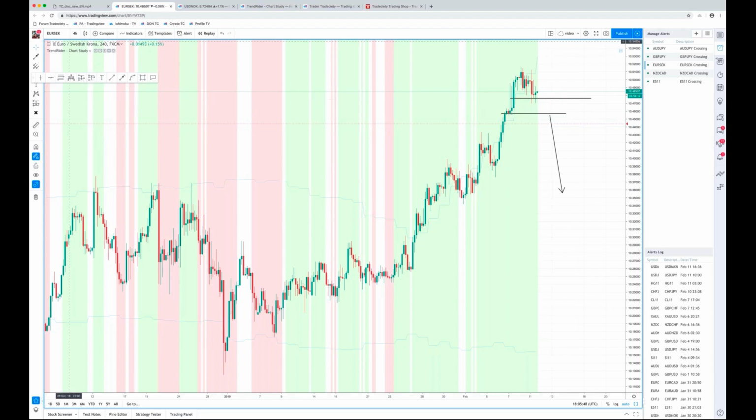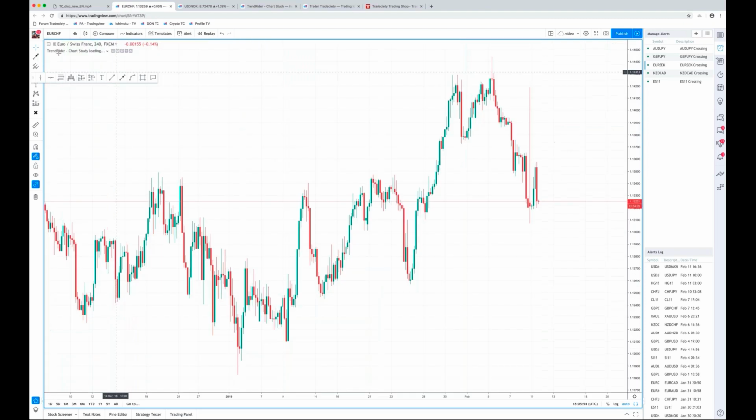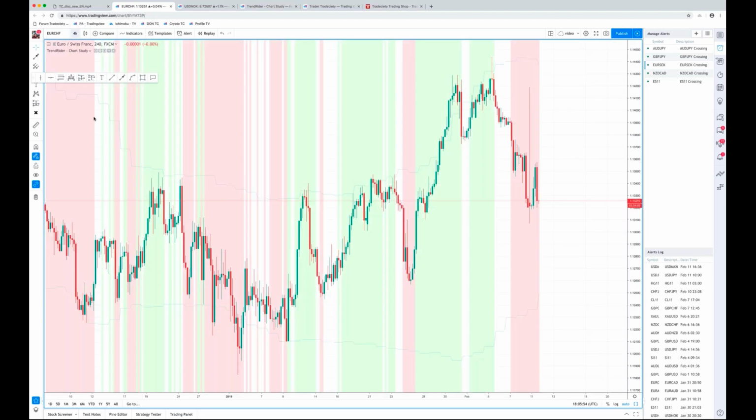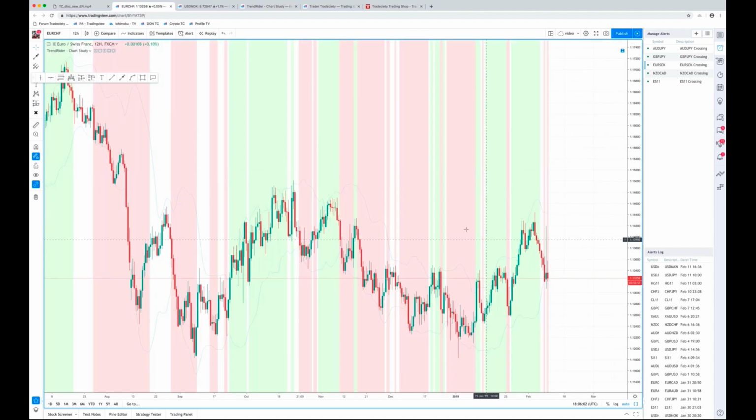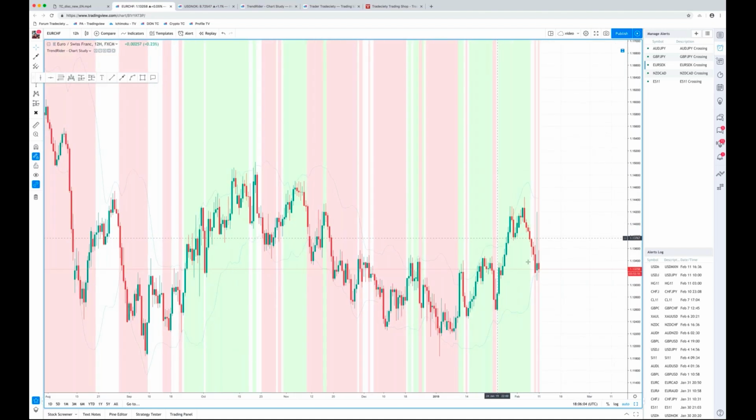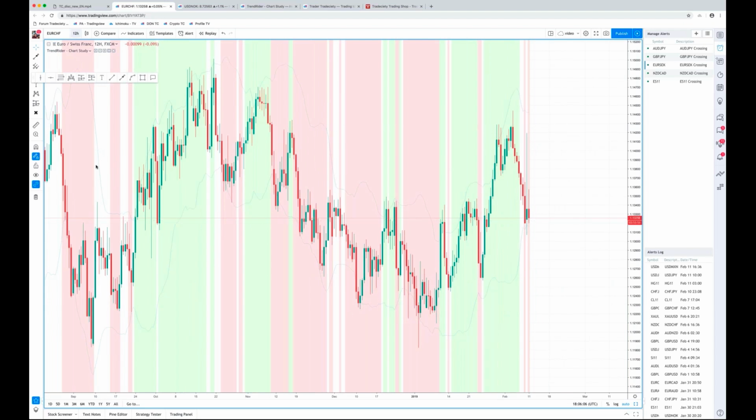So this is very interesting: Euro Swedish krona, also the Euro Swissy right now. But here I want to check a little bit of a higher time frame. I got asked about this pin bar. Is this a good pin bar?